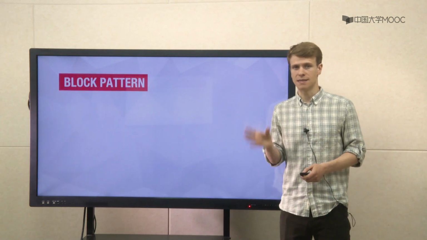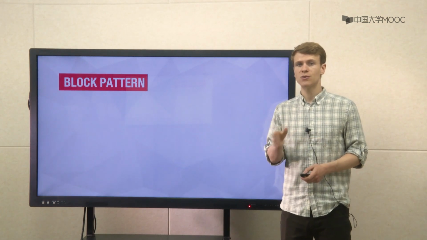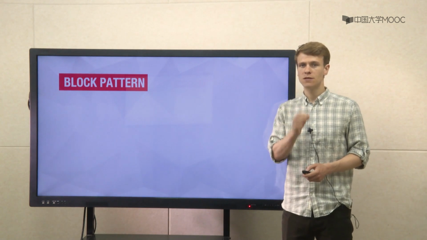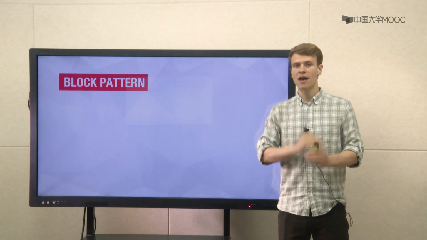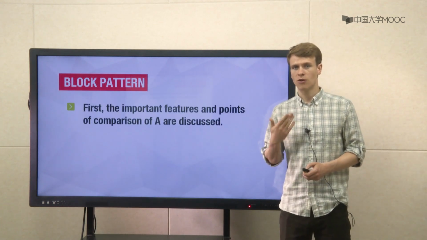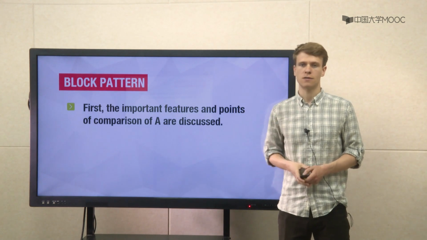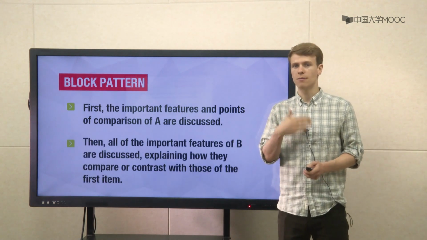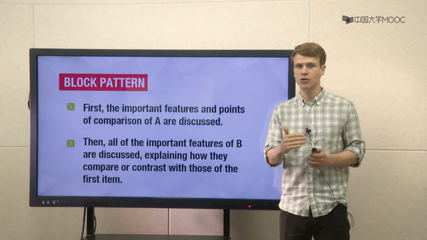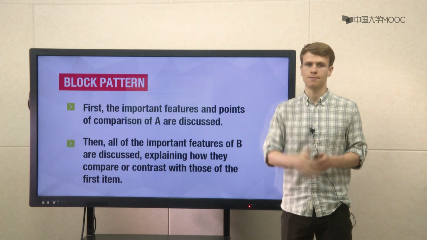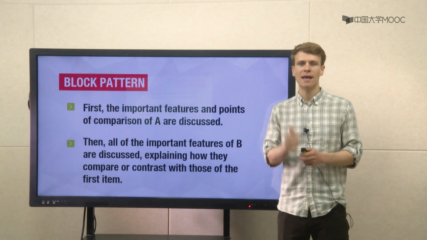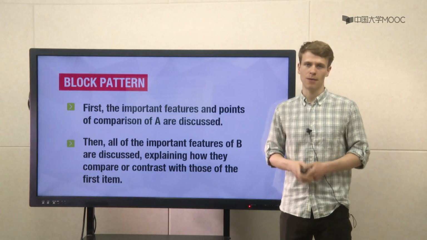The block pattern is different. In this case, 2 subjects to be compared are considered one at a time. First, the writer considers A and then B. First of all, the important features and points of comparison of A are discussed. Then, all of the important features of B are discussed, explaining how they compare or contrast with those of the first item. This method can be effective, but it is essential to link A and B in order to make a point of comparison.